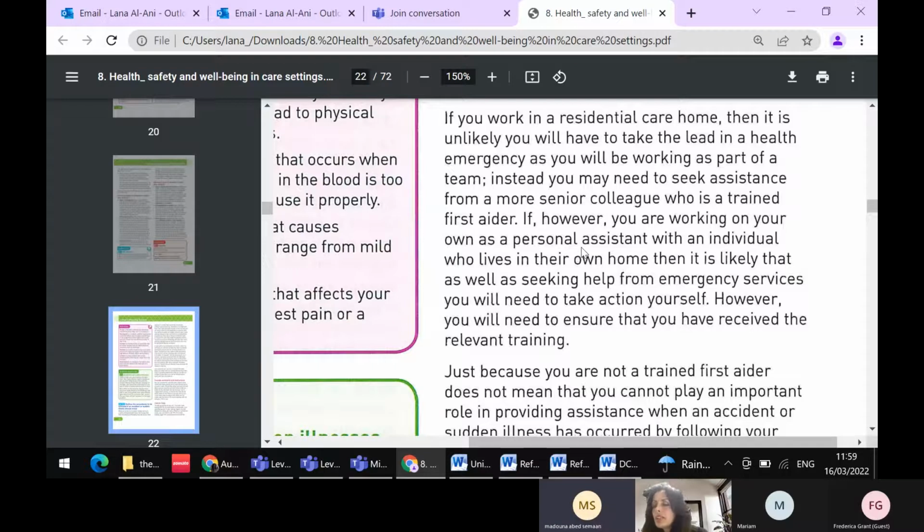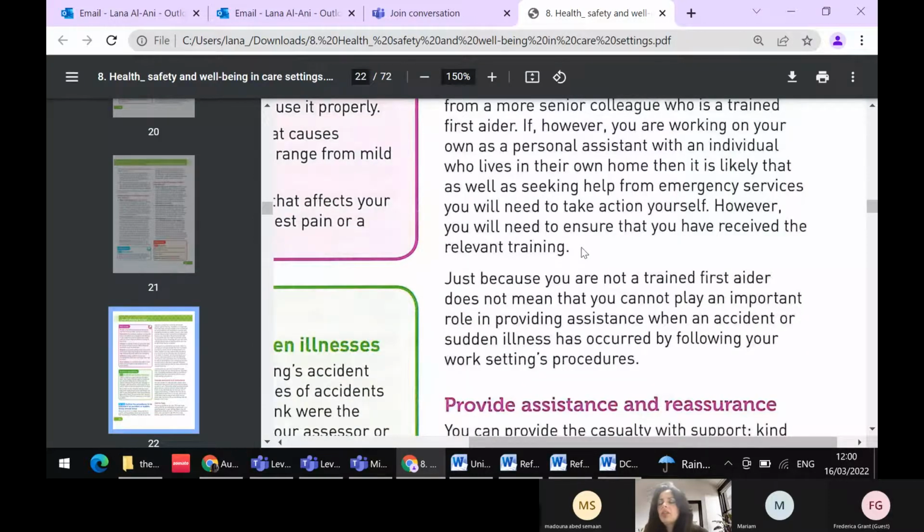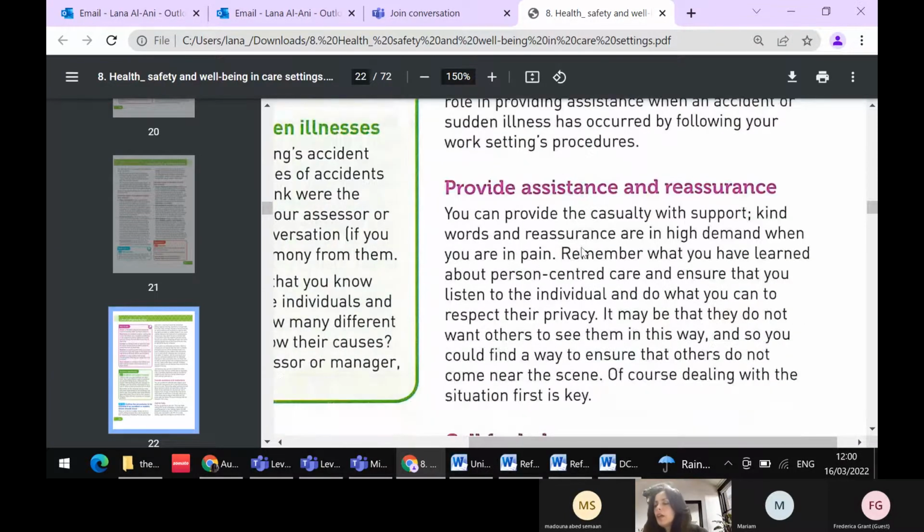However, if you're working by yourself, let us say you're caring for people who live in their house, what would you do if there's any accident taking place? And you've never been trained as a first aider. Just because you haven't had any first aid training, that doesn't mean your role is not important. If any sudden thing happened to your client, then you call the emergency service immediately. Okay?